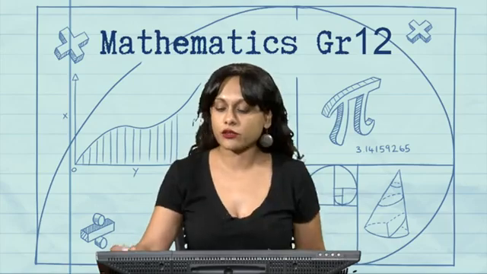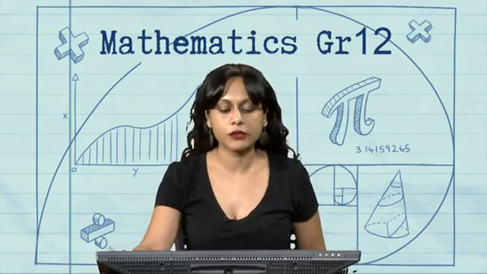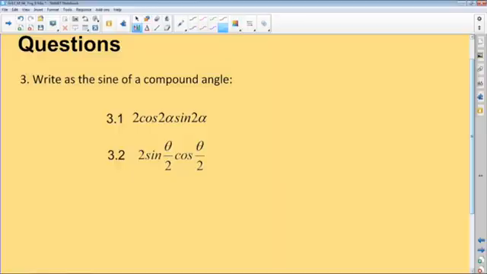Okay, so here it was just a straightforward application of the formula that you had to use. You had 2 cos 2 alpha times sine 2 alpha. Let's write this as sine of a compound angle. I know from my formula that sine of 2 alpha is the same as 2 sine alpha cos alpha. As long as these angles are the same, you can then use your double angle formula.